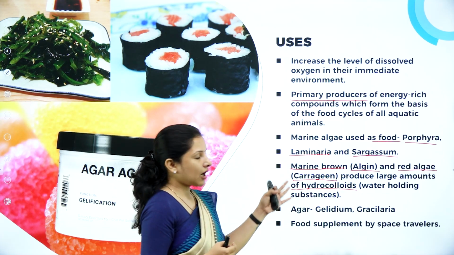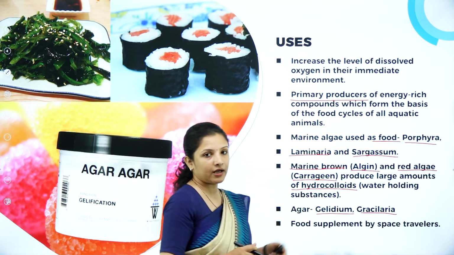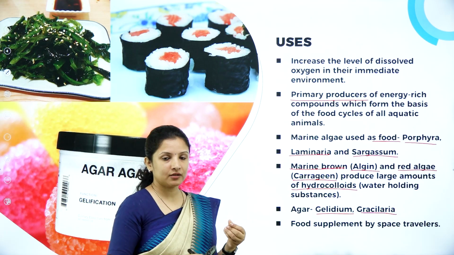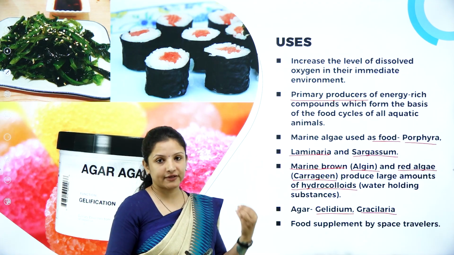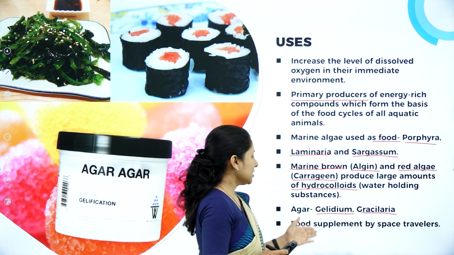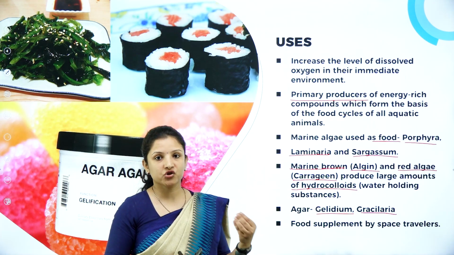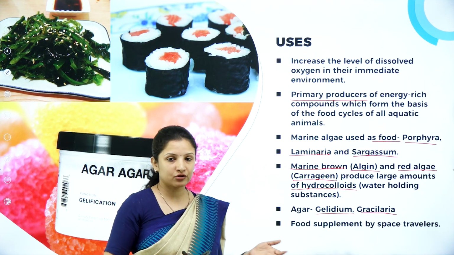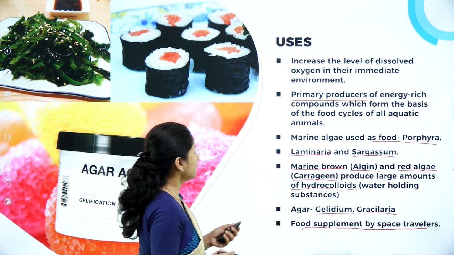And next, from Gelidium and Gracilaria, agar can be obtained. Agar is nothing but a form of powder, that is China grass. It can be used in making lots of desserts. Also some of the algae are very, very rich in protein. Therefore, they are used as a protein supplement by astronauts or space travelers. So, these are the uses of algae.